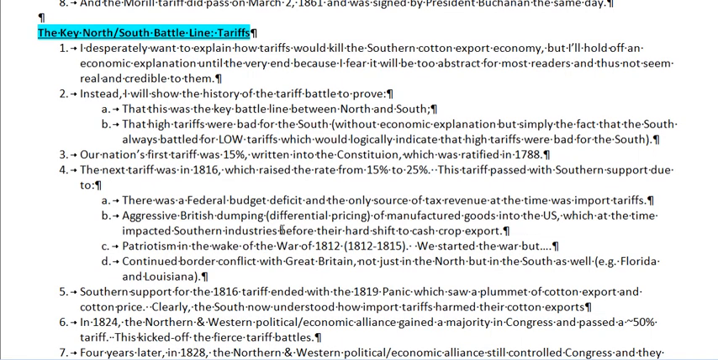Patriotism in the wake of the War of 1812. We had just finished fighting the British between 1812 and 1815, so there was a lot of patriotism against Great Britain, and this helped motivate the South to vote for this because it was against Great Britain. Never mind the fact that we started this war; people are going to point the finger, and certainly Great Britain was a troublemaker. They were trying to screw with us. There was continued border conflict with Great Britain, not just in the north, but in the south as well. That's part of how they were screwing with us.